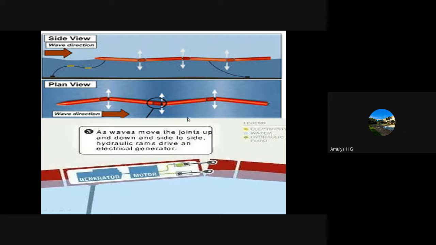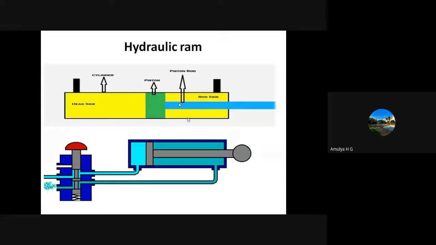Before that, just observe the working of the hydraulic ram. This is how the hydraulic rams are operated. In the above image, you can see the major components of the hydraulic ram. It consists of the piston connected with the rod and the cylinder. The cylinder is filled with oil. It is provided with one inlet and one outlet.